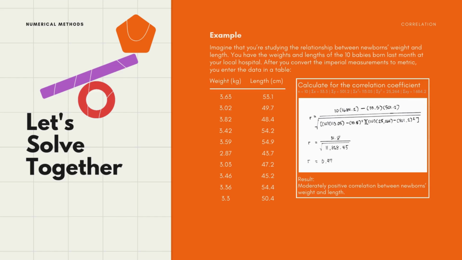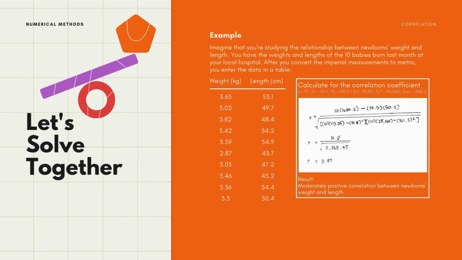You may use your calculator after you plug in those values we computed earlier into the formula in order for us to get the r value. Assume that we have done it. We now get r is equal to 0.47.